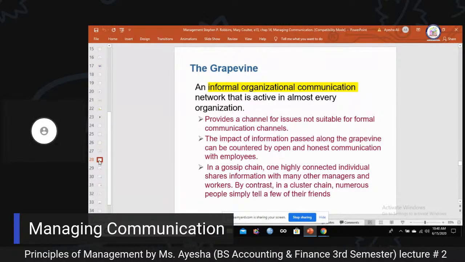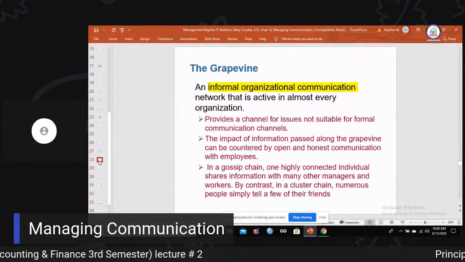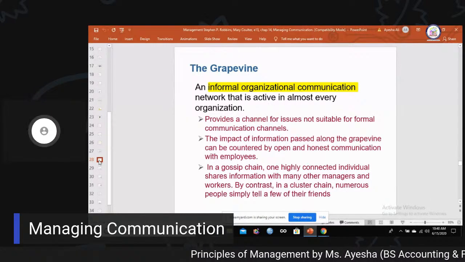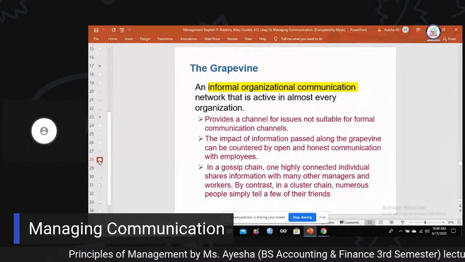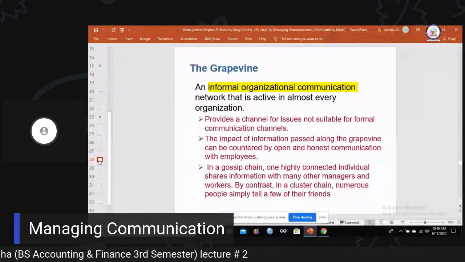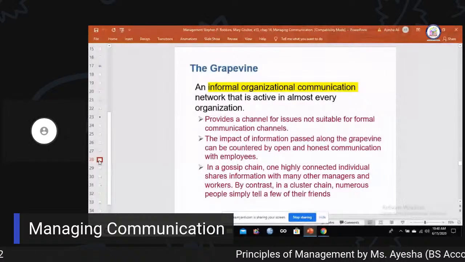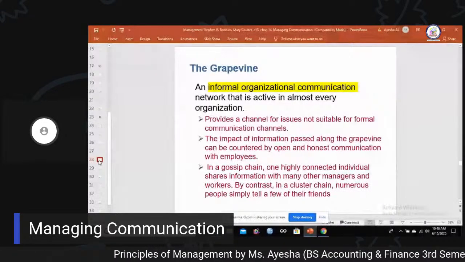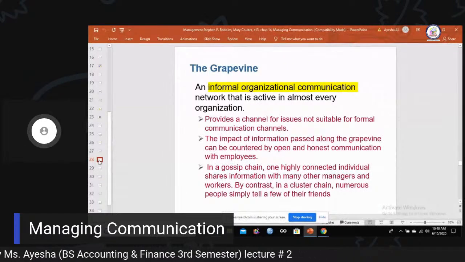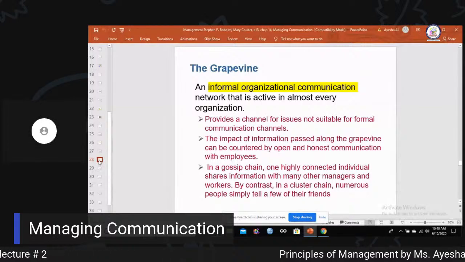Then we have some points after the definition of grapevine. The first one is that it provides a channel for issues not suitable for formal communication. This is the channel in which we are not doing formal communication. The second one is that in this informal communication we are more open and more honest in communicating with the receiver. And the third is the gossip chain.